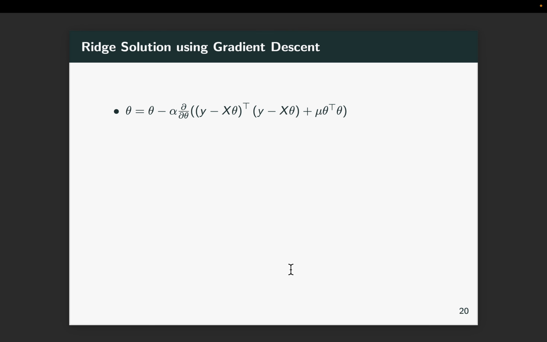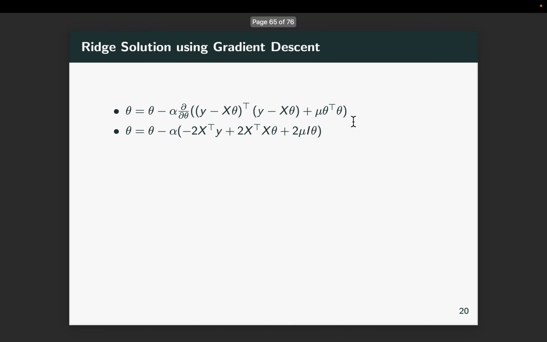Now you can also solve the ridge objective using gradient descent, right? Because you have solved it using normal equation. You can also use gradient descent like procedures for such optimization problems. Your updated value of theta is the old value of theta minus alpha, where alpha is the learning rate, times the gradient with respect to the overall objective. The overall objective is the same as what we wrote before.